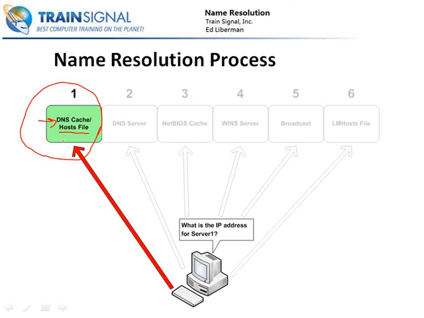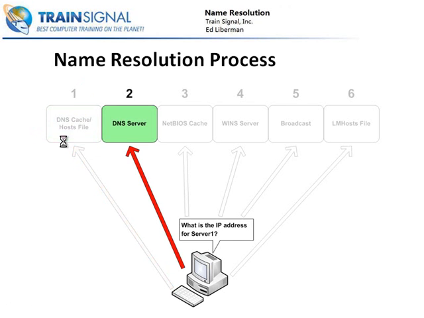If it does not find the answer to what the IP address for server 1 is in the local cache, then we go on to step 2, which is querying a DNS server or possibly a list of DNS servers which the client has been configured with. So step 2, client says, hey, DNS server, do you know who server1.globalmantics.com is? And if the DNS server has an answer, well, then it sends that answer back to the client.